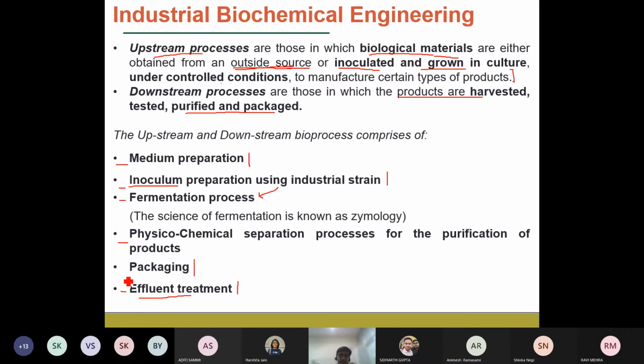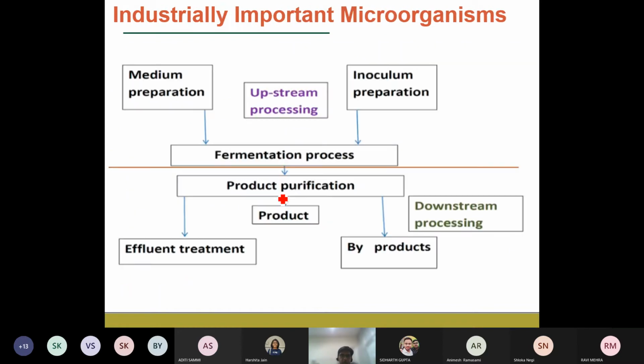So we are not going to study, for example, the packaging part. We'll be mostly focused on these 3 topics in this unit 1 and unit 2. As I talked about, we have downstream processing and upstream processing. In units 1 and 2, we will mostly focus on upstream processing, and then go a bit into downstream processing on product purification, and we're going to see different examples of different biochemicals that are being produced.